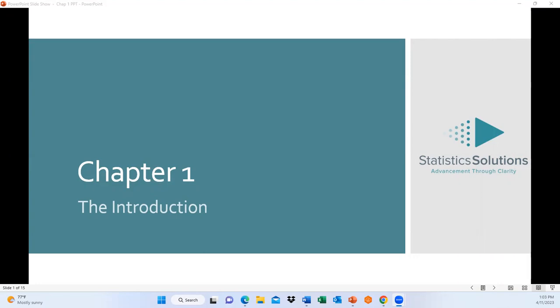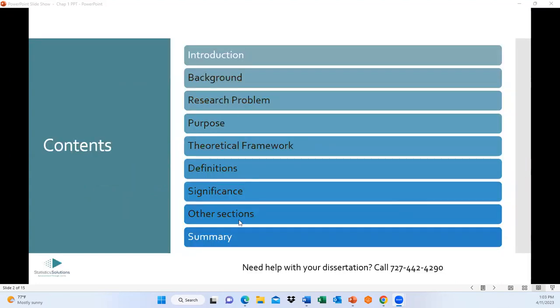So chapter 1 is the introduction. And just to give you an overview, this is what we're going to be covering today, which is fairly typical of features that are common in chapter 1. Just to pull back, what chapter 1 is and what its purpose is. It's really a blueprint for the study, if you think about it that way. When your reader is done reading chapter 1, they should know 3 fundamental things about your study.